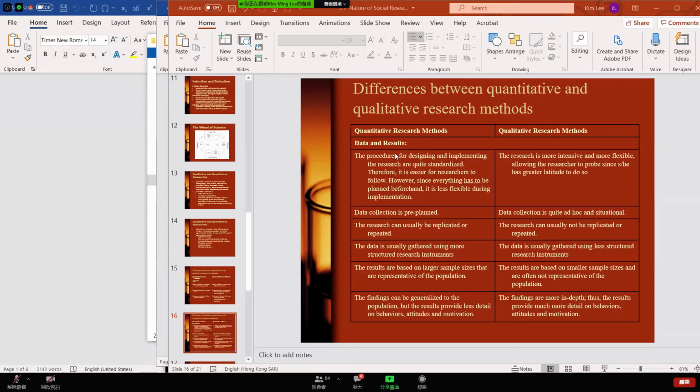And data collection in quantitative research is prepared. Prepared means this is your proposal. Your proposal is a plan before data collection. So everything has been settled in your research proposal for quantitative research. But for qualitative research, data collection is quite ad hoc and situational. That means you do not have a plan for how you collect data. You change your plan once you collect data, because sometimes the data you collect tells you something is wrong, so you may collect other types of data. This is why it is difficult to write a qualitative research proposal.